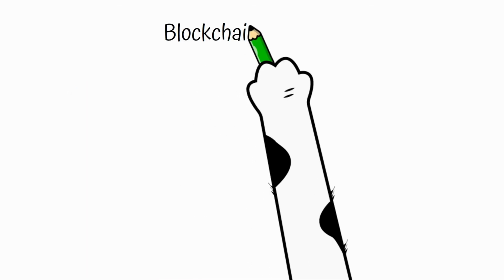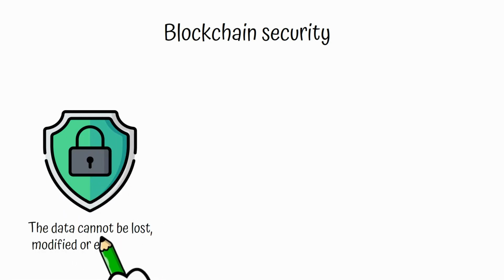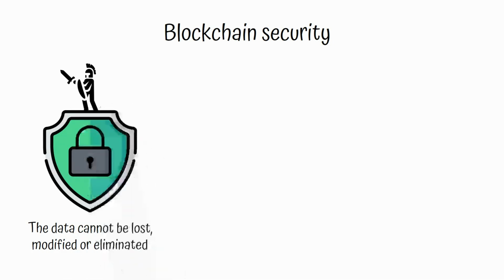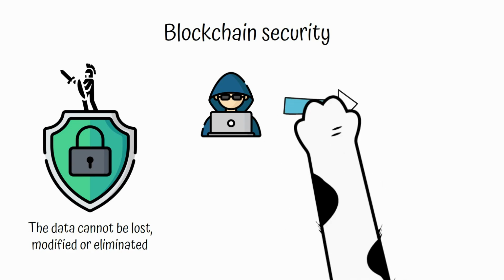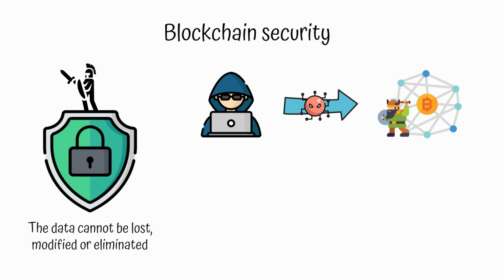Security is a fundamental pillar. The blockchain allows you to store data that cannot be lost, modified, or deleted. The security of stored information is one of the greatest benefits of the technology. If someone wanted to hack the network, duplicate transactions, or modify the information, they would have to attack at least 51% of the other nodes on the network.